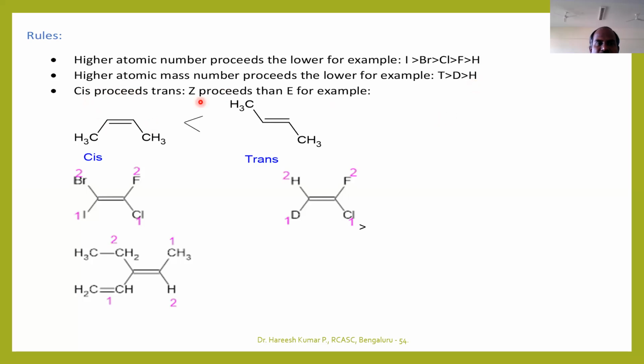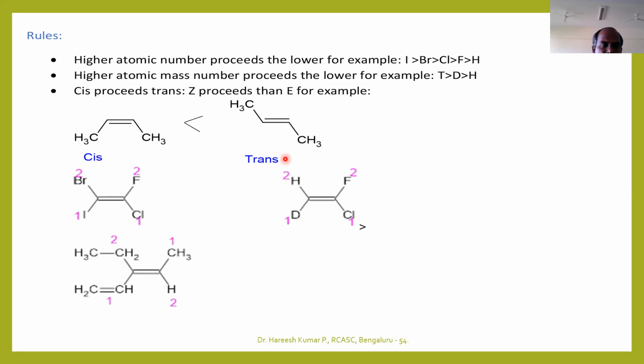Similarly, cis precedes trans. That means cis takes priority compared to trans. For example, here I am taking 2-butene. This is the trans butene. So suppose cis-butene and trans-butene are substituents, then you have to give preference to the cis one. Okay, that's the priority. And of course, one more terminology for cis is Z. Z precedes E. For example, these two.